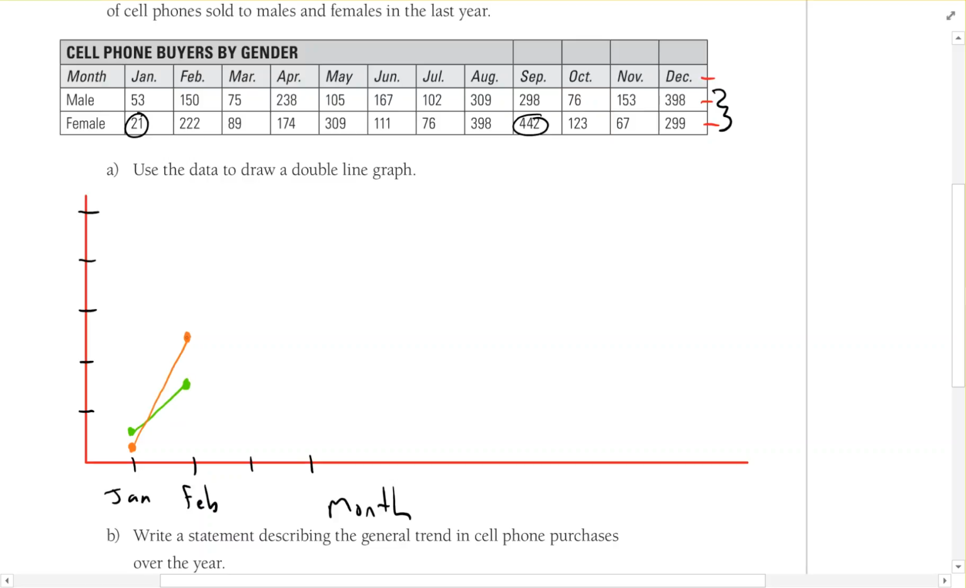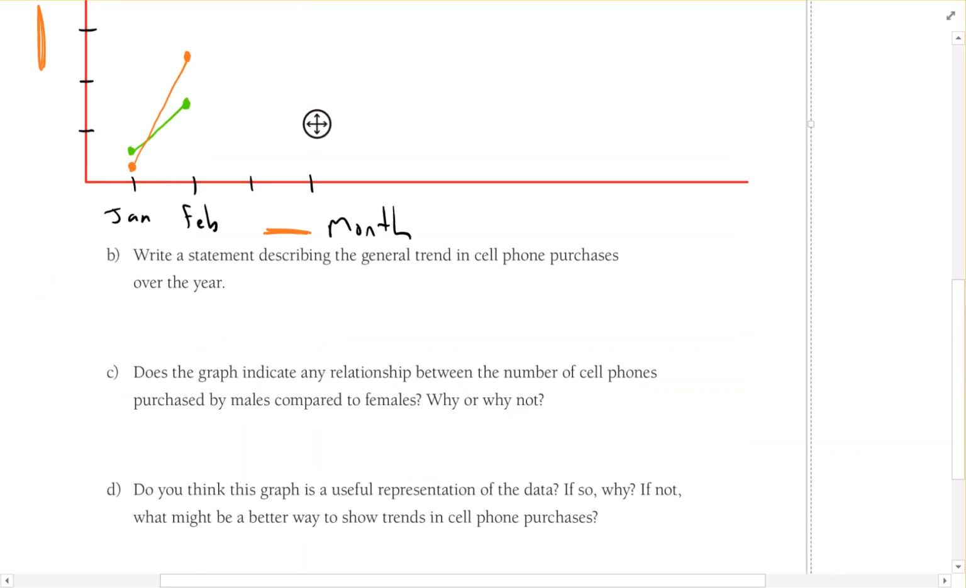But just do all of the points. So I've started off, given you the first few points, but I do want to make sure that you label your axes. So make sure you do that, and then connect your dots, kind of like we had here. Okay, when you're done that, here's your questions.